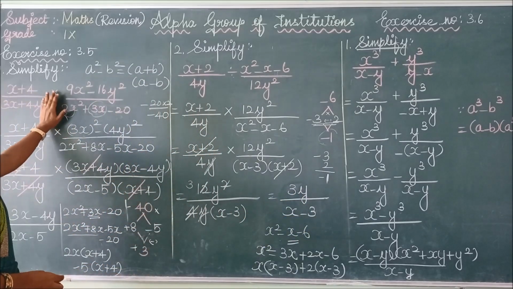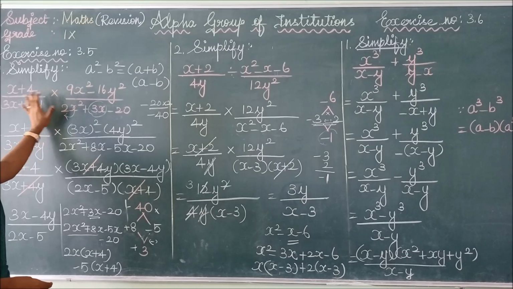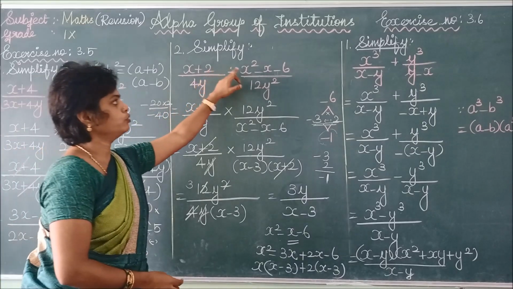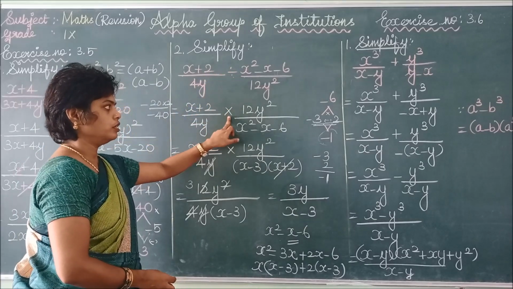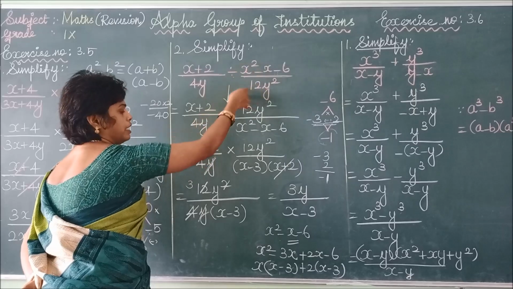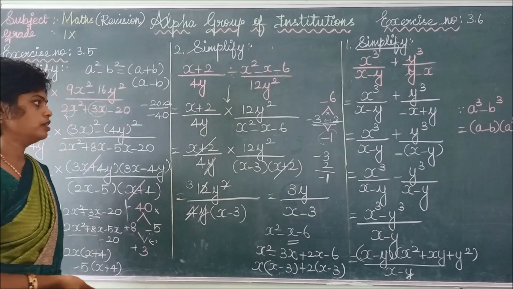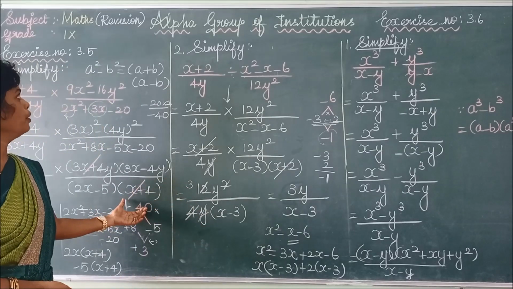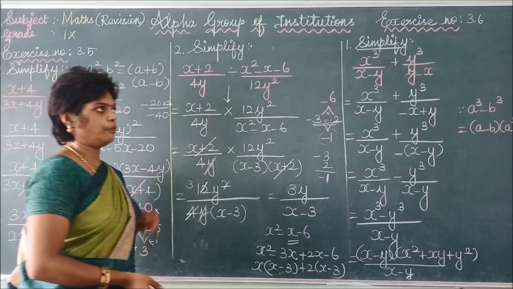Listen carefully. For multiplication, you have to find the factor values and cancel. For division, you have to change the operation. So when the operation changes from division to multiplication, the next term gets its reciprocal. So factorize and cancel the terms. This is exercise 3.5. Let's move on to exercise number 3.6.